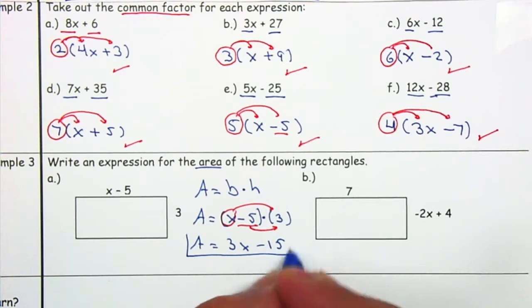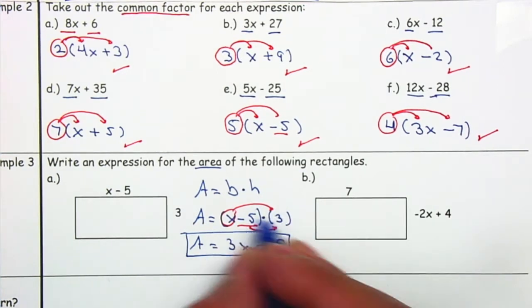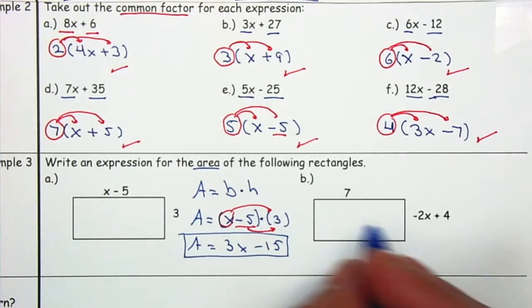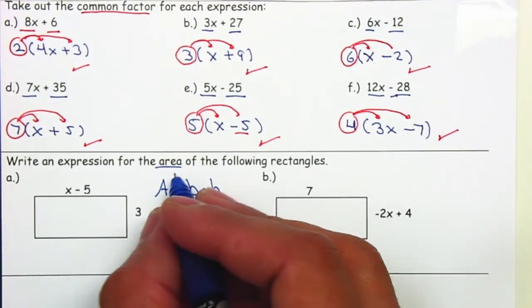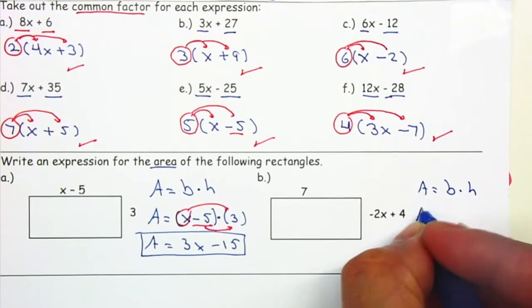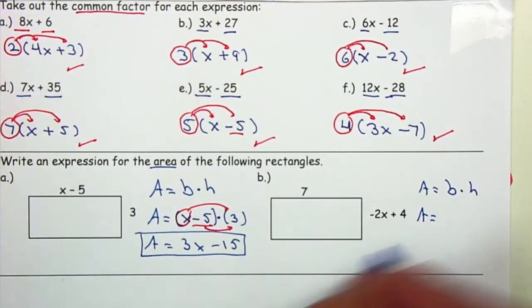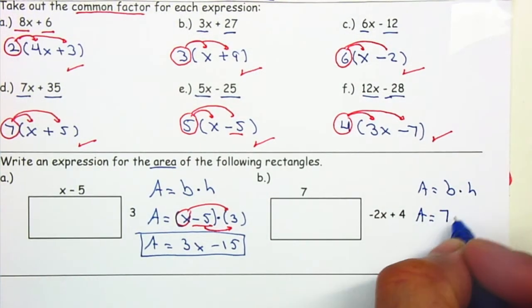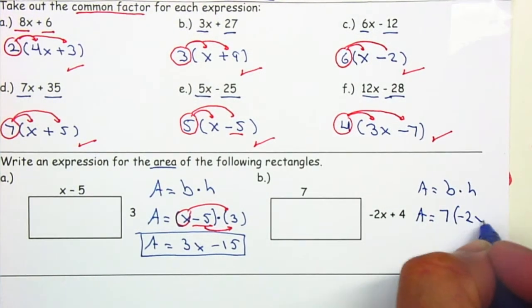Now some of you guys might want to think of it backwards, 3 times x and then 3 times negative 5, which is perfectly okay. For letter B, we need to be able to find the area. So the area is equal to the base times the height. Now the base is 7. The height will be negative 2x plus 4.